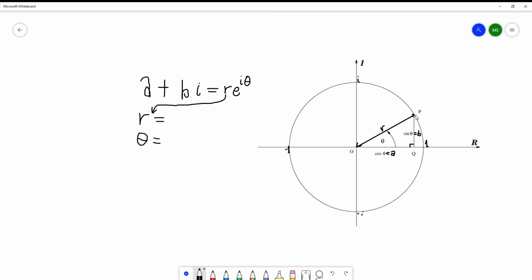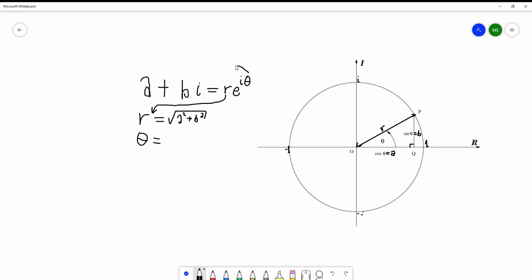In this case it's 1, but you can easily calculate it by just taking the square root of a squared plus b squared. That's just the Pythagorean theorem, because you can see in the picture this one squared plus this one squared is this one squared. Now you have to take the square root of that.